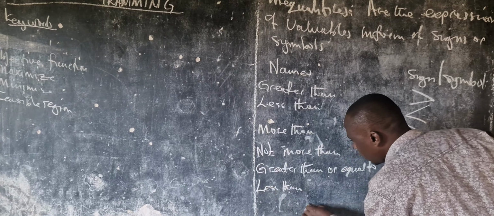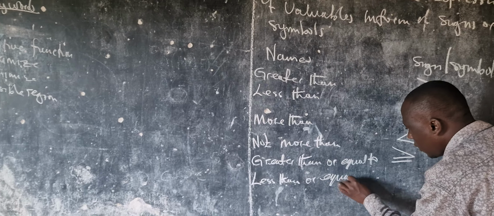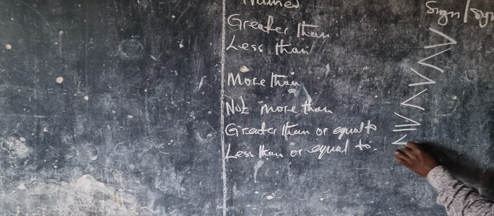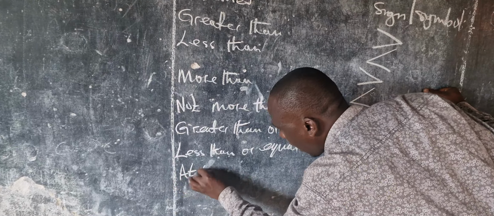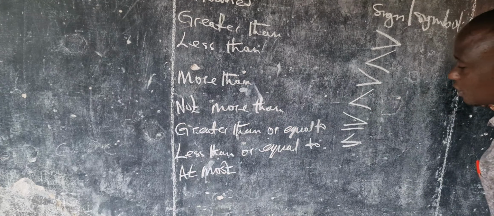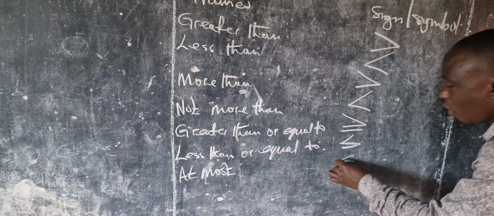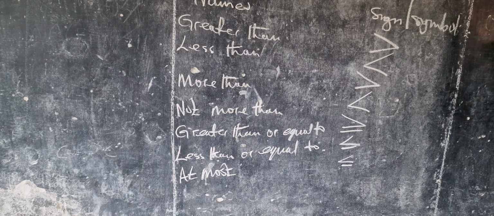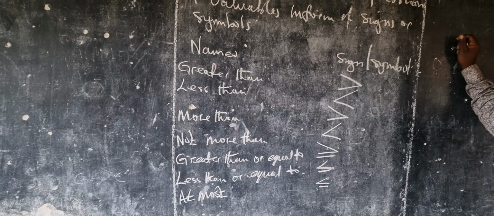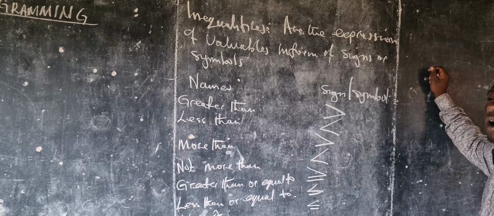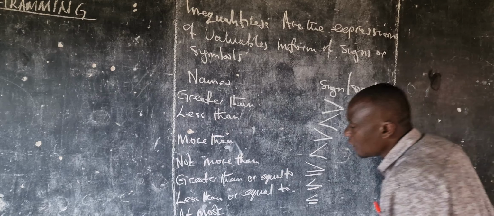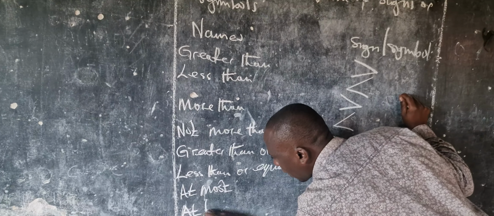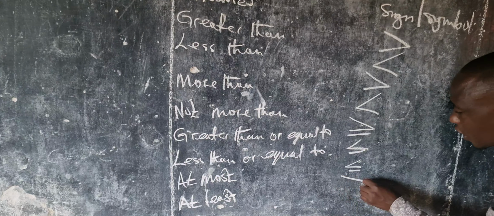Less than or equal to. That value is also inclusive. Then we have at most. At most is less than or equal to. When I say at most give me 20,000, it means I don't want money which is greater than 20,000. So I want that 20,000. Then there is at least. At least is greater than or equal to.